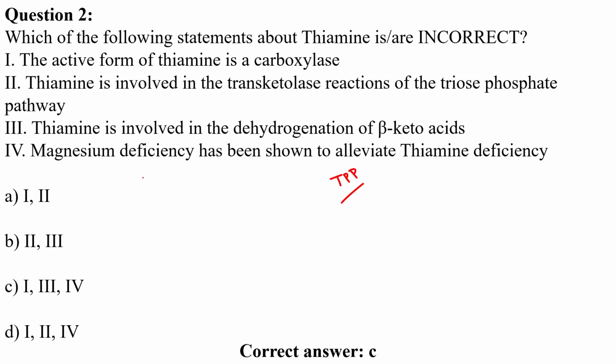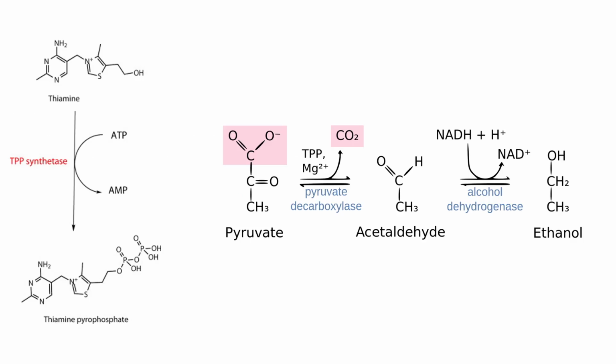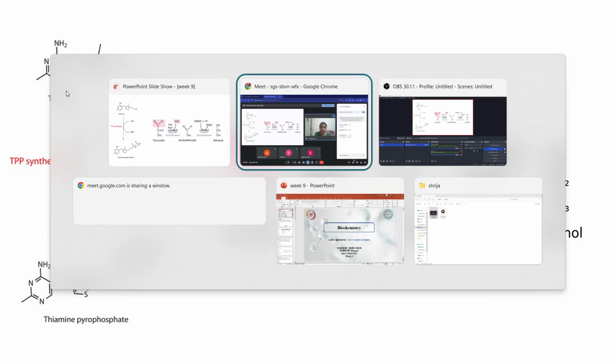And fourth statement is also incorrect. Magnesium deficiency has been shown to alleviate the thiamine deficiency. Okay. So this is the structure of thiamine. So if you remember from the session about nucleic acids, if you remember the structure of purines and pyrimidines, can you see similarity of this ring with any one of those? Is it similar to purine or pyrimidine?